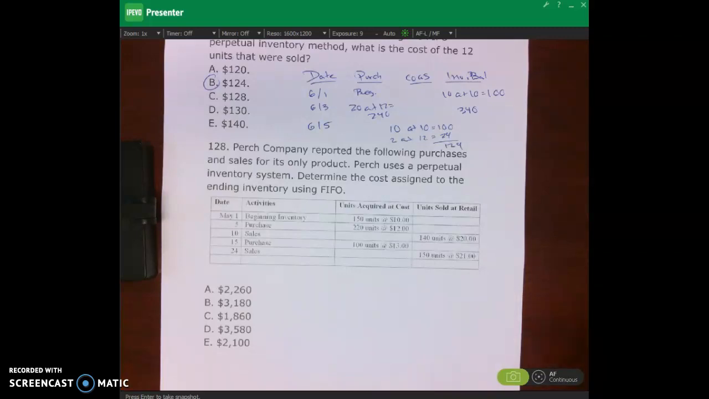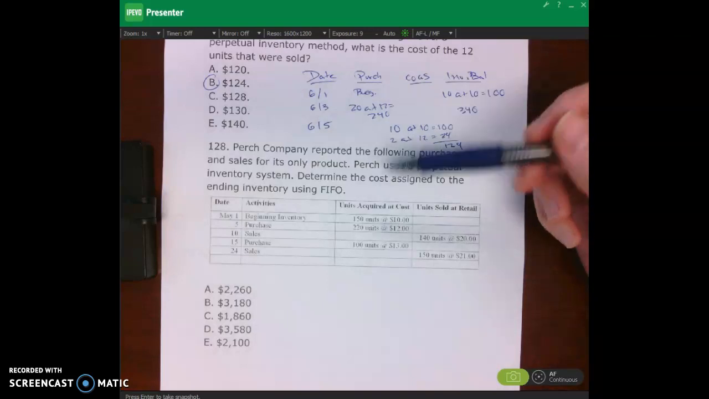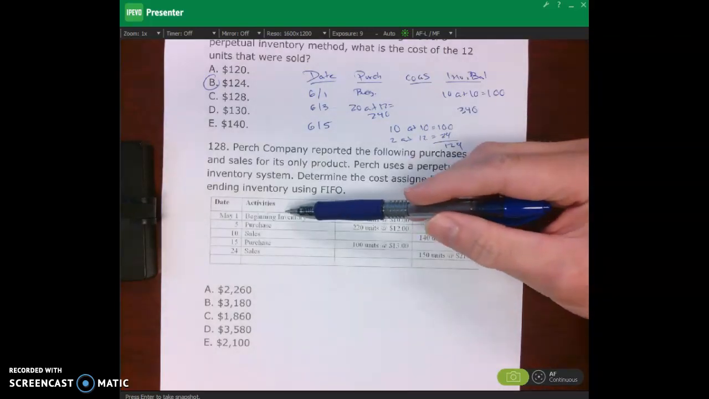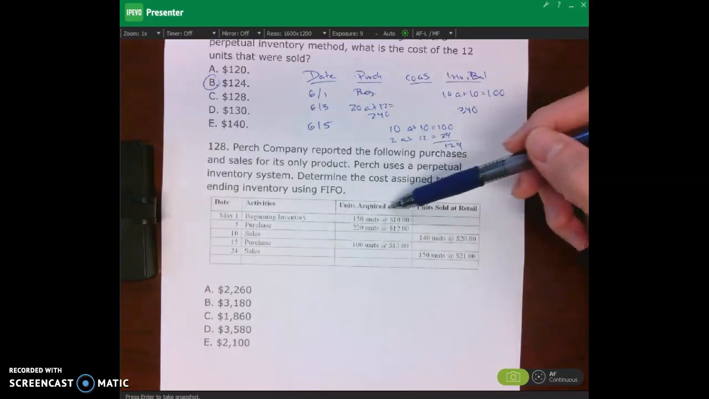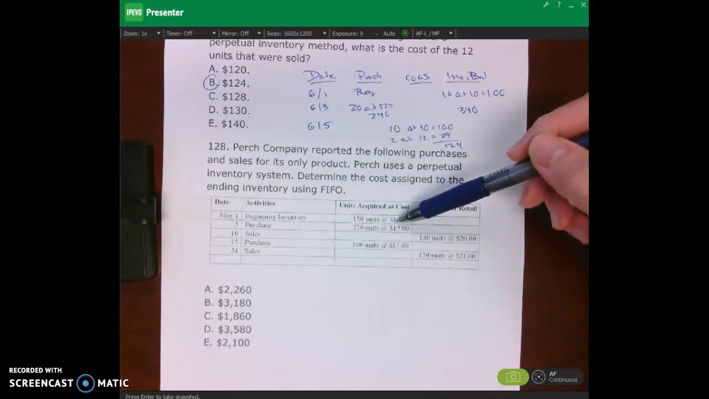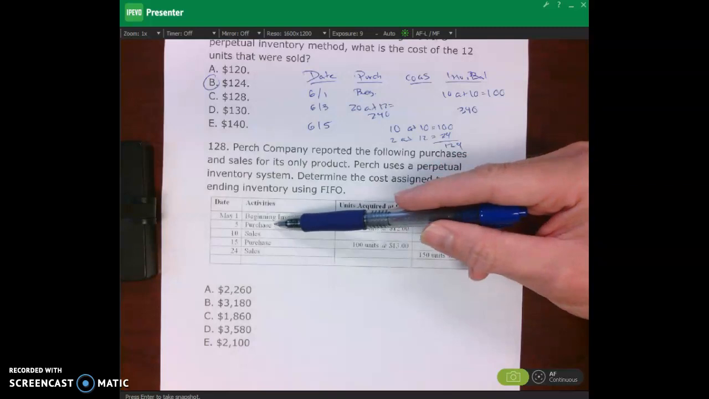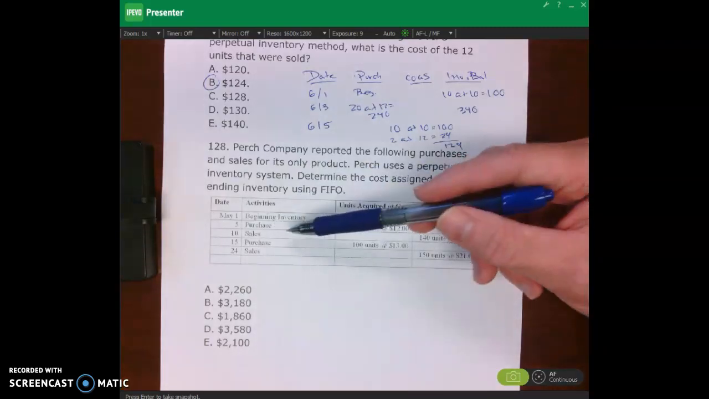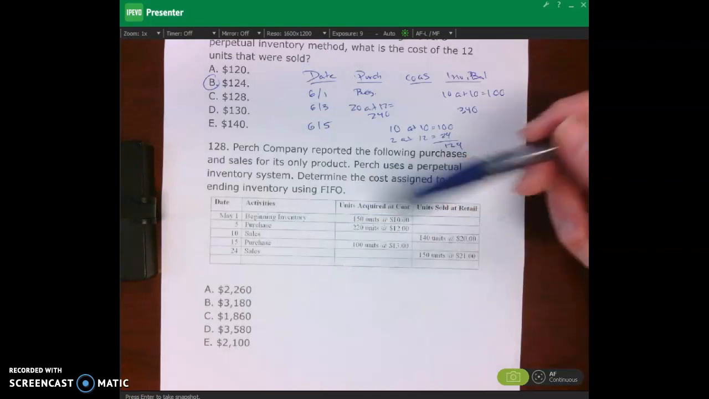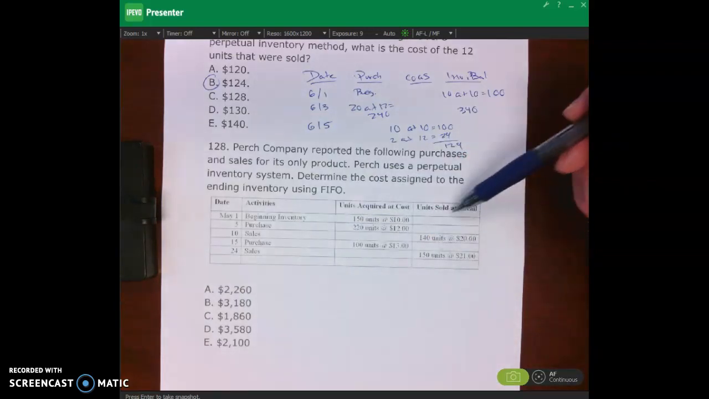All right. So let's look at this one. Purchase company has the following activities. So May 1st is beginning inventory. It says units acquired at cost 150 units at $10 each. On May 5th, they did another purchase, 220 units at $12 each. May 10th, they sold 140 units, where it says units sold at retail.